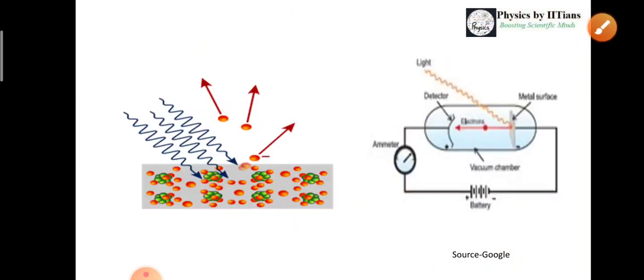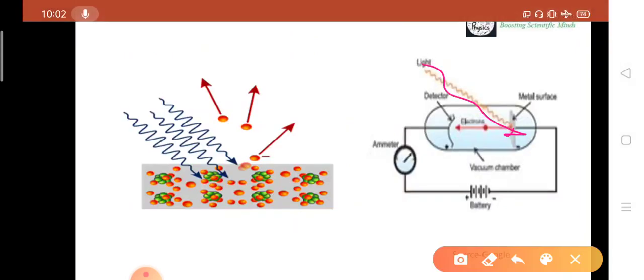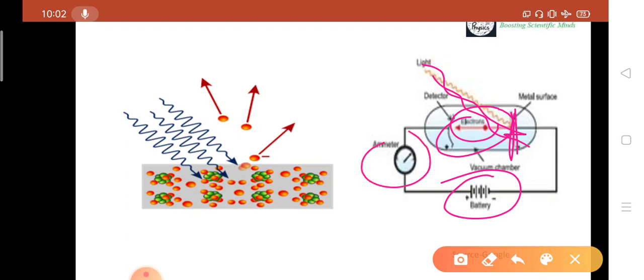So look here, this is light and this is a metal surface. When light of a certain frequency falls on this metal surface, there is an ejection of electrons from the metal surface, not generation. If you apply a battery, these electrons will get accelerated and produce certain electricity.